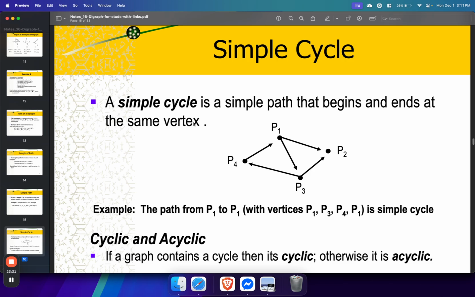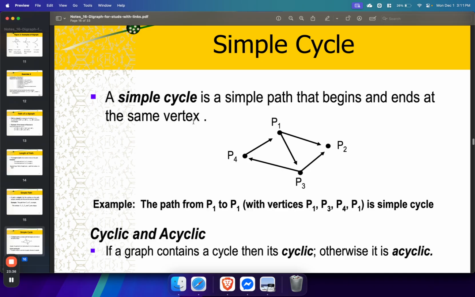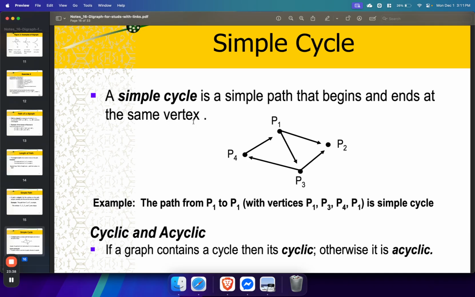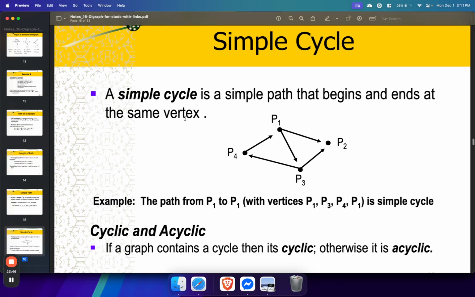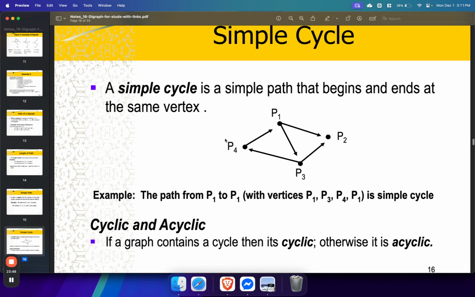A simple cycle is a simple path that begins and ends at the same vertex. So if there is a path from vertex A to vertex A, that means there is a simple cycle. And it has to be a simple path. So for example, the path from P1 to P1, going from 3 to 2 to 1, is considered to be a simple cycle. I'm going from P1 to P3, P3 to P2, P2 to P1.